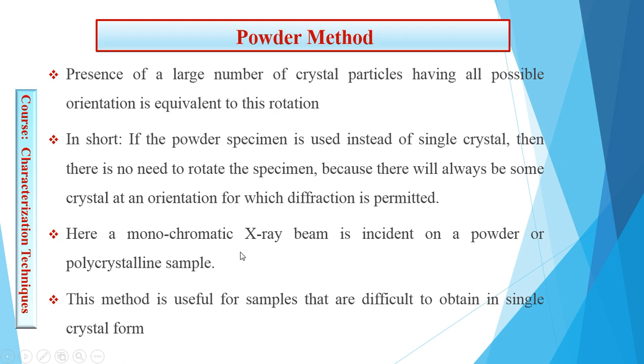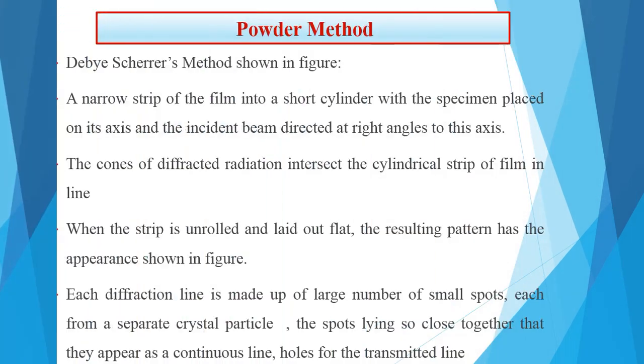Here a monochromatic X-ray beam is incident on the powder or polycrystalline sample. Because powder contains many crystals, it is called a polycrystalline sample. This method is useful for samples that are difficult to obtain as a single crystal. Usually in real life we are dealing with polycrystalline samples, and it is quite difficult to obtain a single crystal from them.